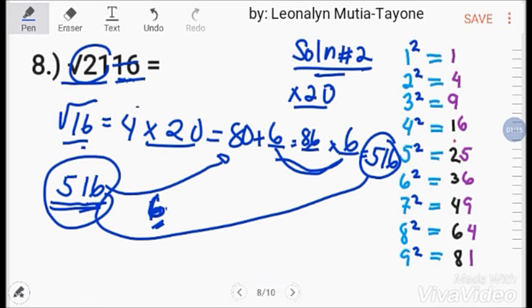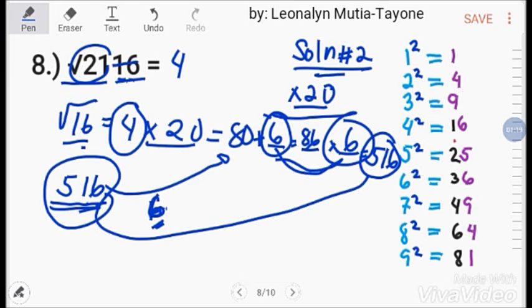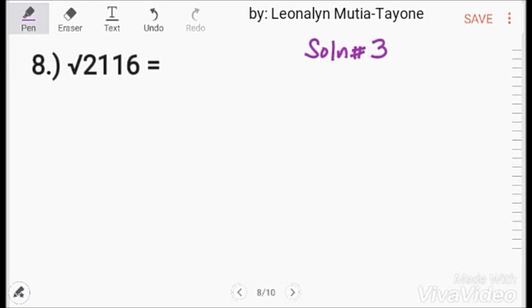So, pareho lang. Itong 4 na to, ito yung ilagay mo dyan. At itong 6 na to, ito yung pangalawang number mo. So, the answer is 46.